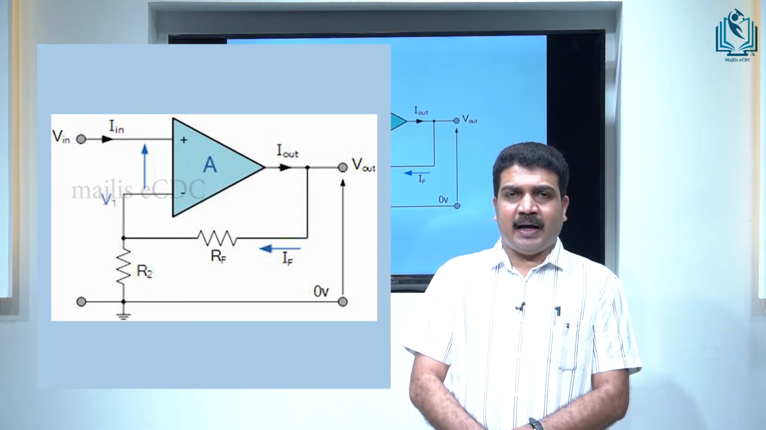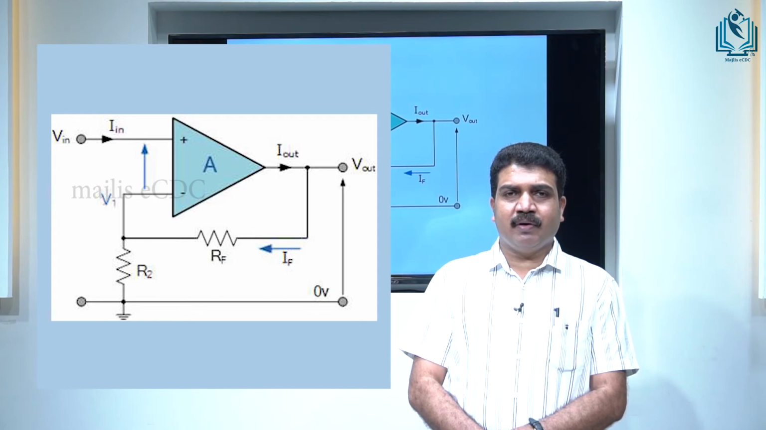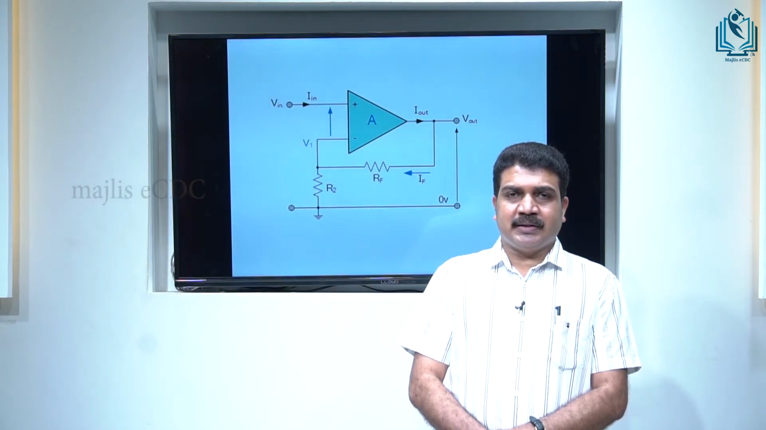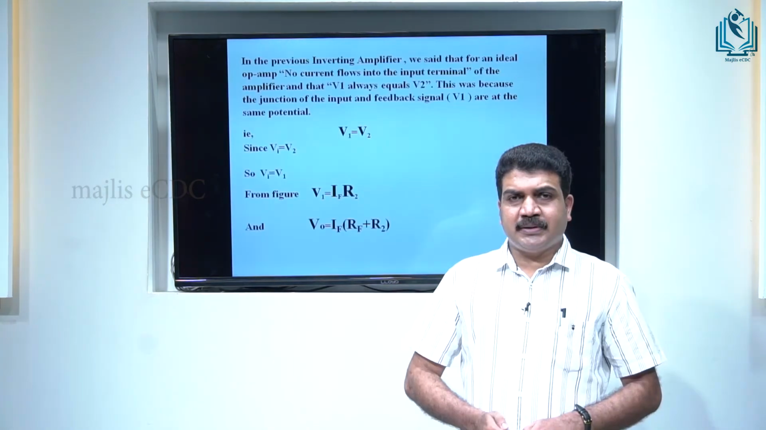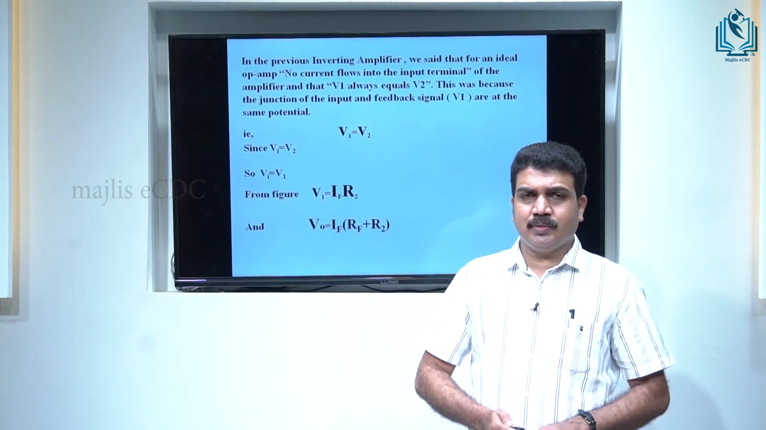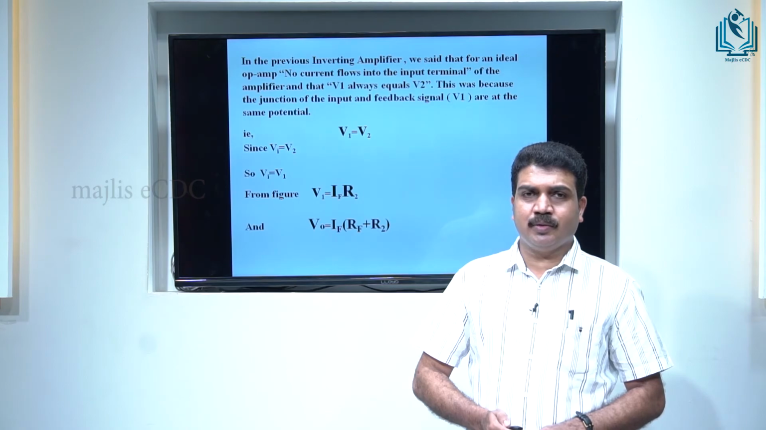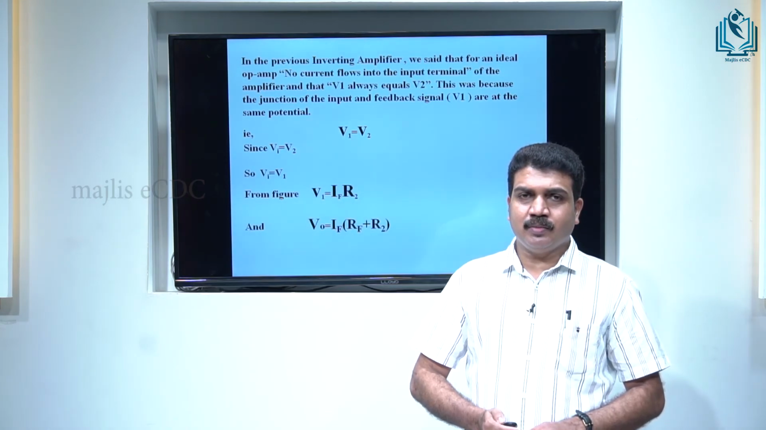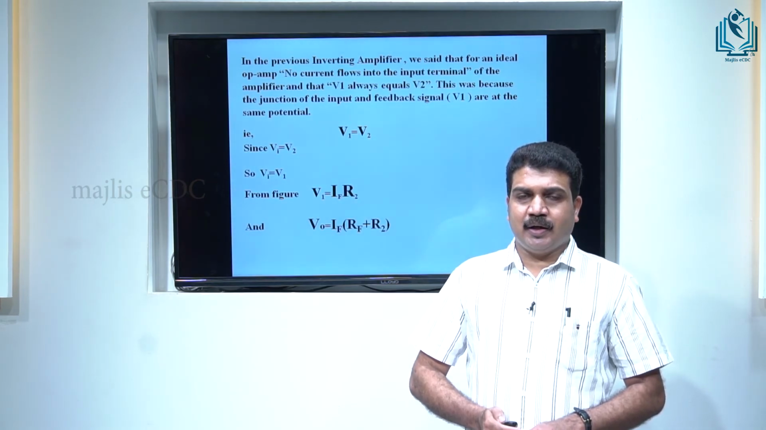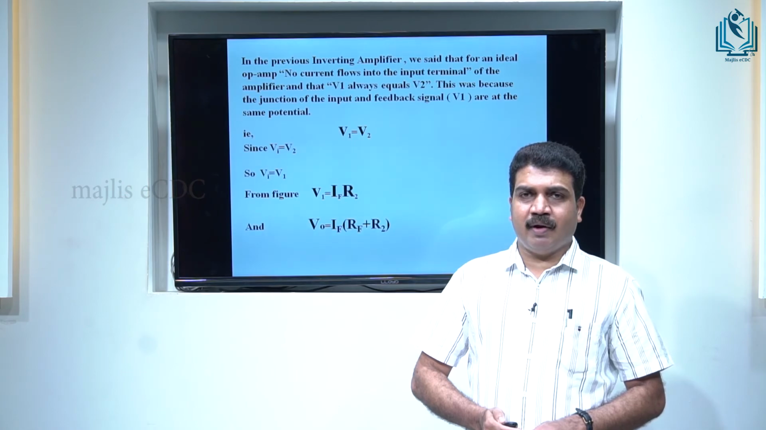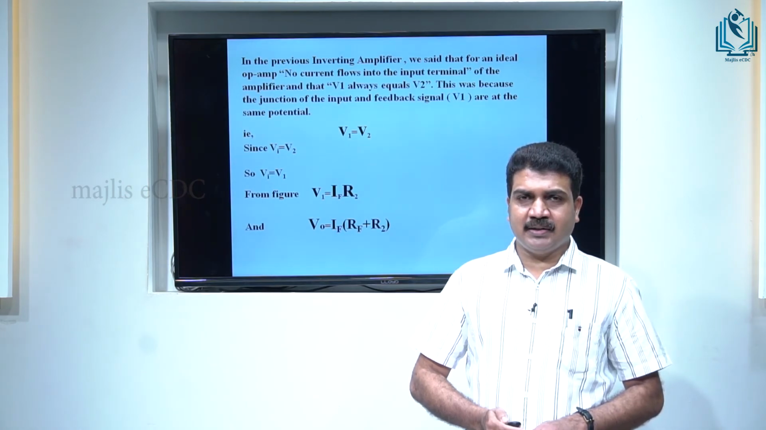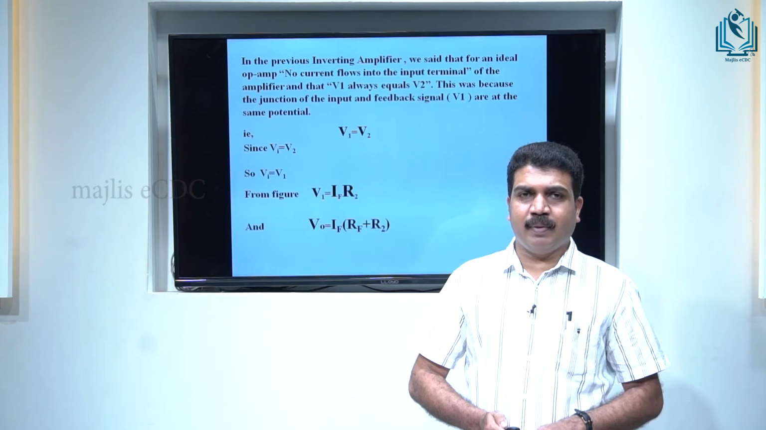In this picture, Vi is applied at the non-inverting terminal. The feedback resistance is connected to the inverting input terminal and resistance R2 is connected to ground from the inverting input. From the circuit diagram, V1 is equal to If R2 and Vo is equal to If into R2 plus Rf. So the gain AV is equal to Vo by Vi, which is equal to Rf plus R2 divided by R2. So AV is equal to 1 plus Rf by R2.